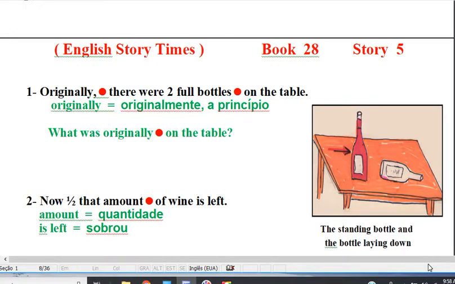English Story Times, Book 28, Story 5. The Standing Bottle and the Bottle Laying Down.